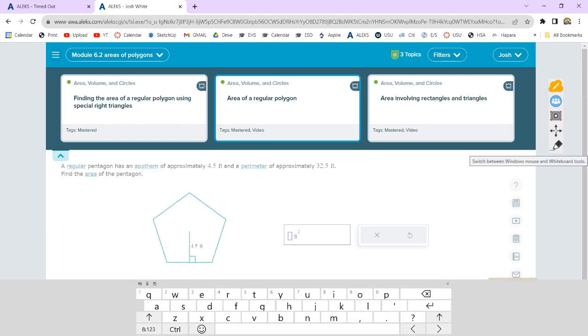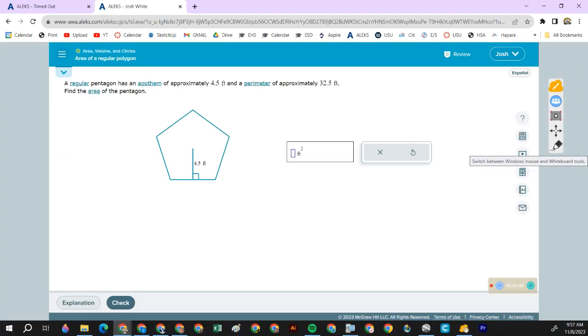Area of a regular polygon. So they're not going to tell you any of the angles for these polygons. All they're going to tell you is the length of the apothem, or sometimes the diameter. So if you have a regular polygon, that means that all of the sides are the same length. It also means that all of the angles are the same size.